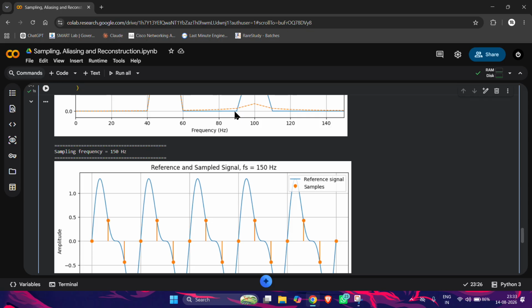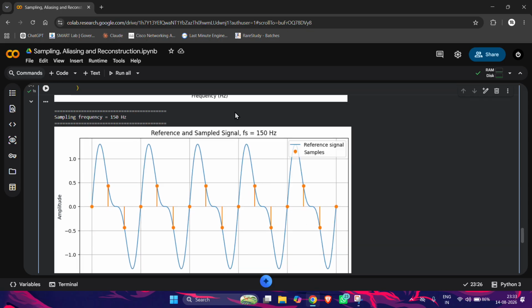Now, the most important case, case 3, that is 150 Hz. Finally, I have taken the sampling frequency as 150 Hz because this is less than the Nyquist rate of 200 Hz. Therefore, the sampling theorem is violated and here aliasing occurs.